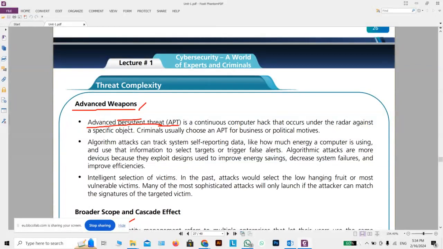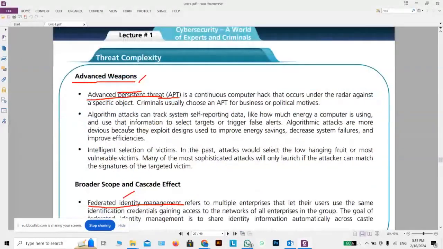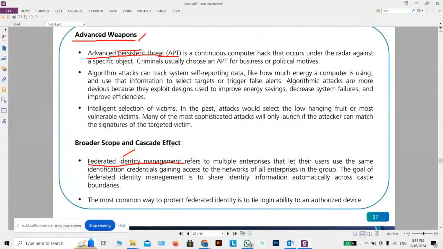So this is APT. Some of you might ask the question here, is it like ransomware? No, it's not. It is a very sophisticated intrusion method. APT is to gain unauthorized access to the network and remain undetected for an extended period of time. The goal is data theft, and it might be network damage, rather than immediate financial gain as it is in ransomware. They also have a broader scope and cascade effect, the heterogeneity of identity management.